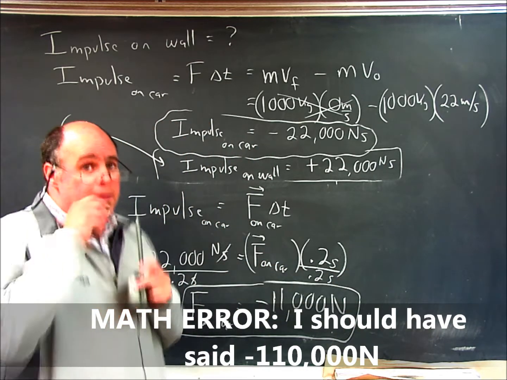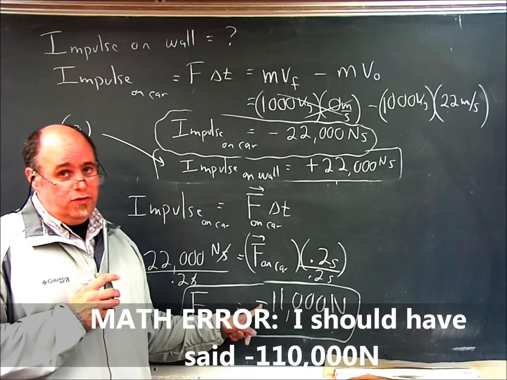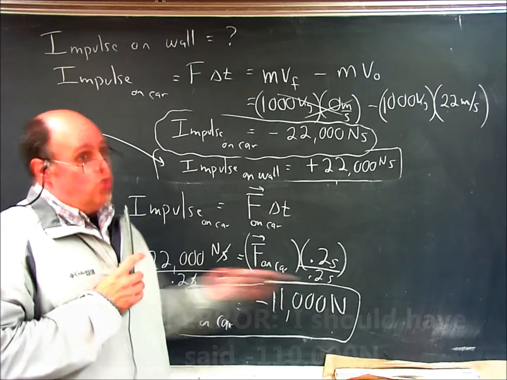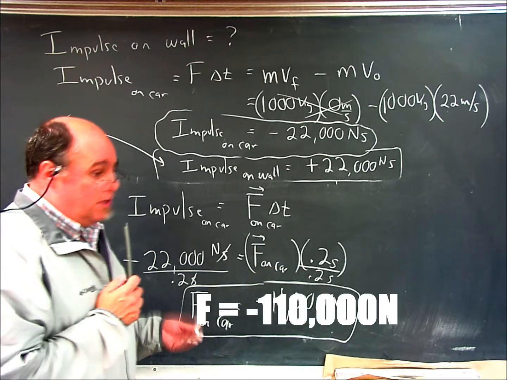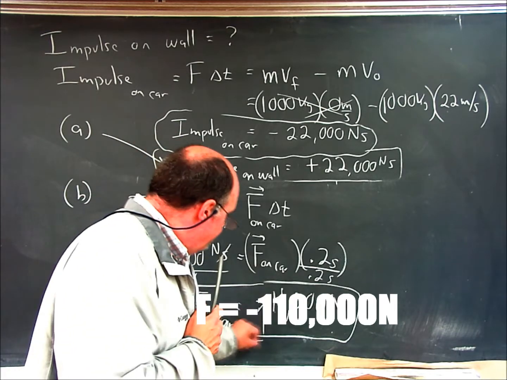So what does that mean? The negative means it's opposite the original direction. And I told you I was going to take this problem and have the positive be north, so that means the negative is going to be south. So we're talking about south here.